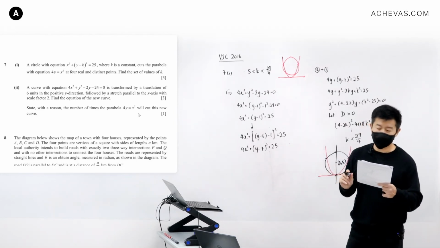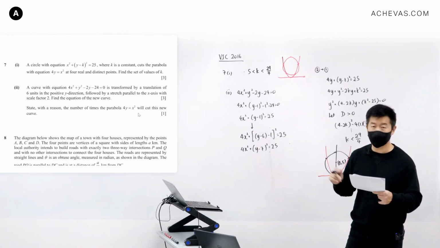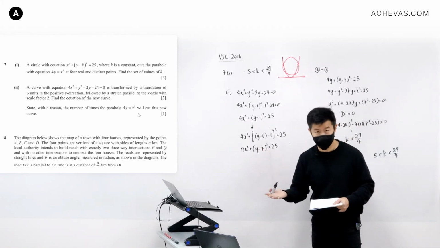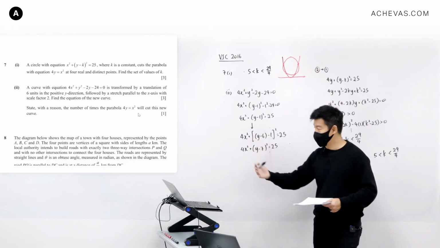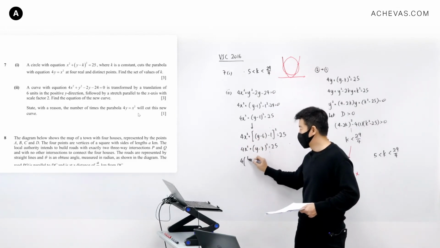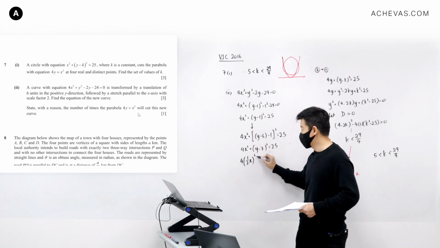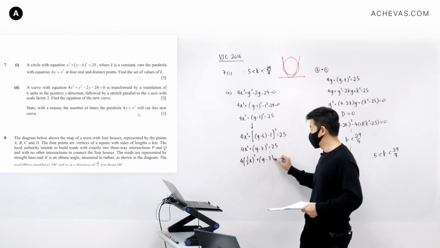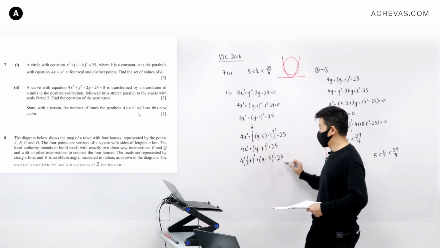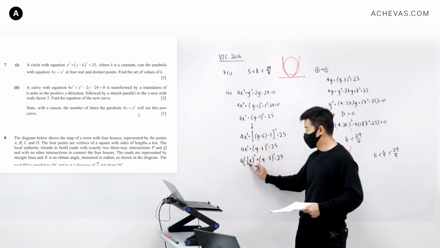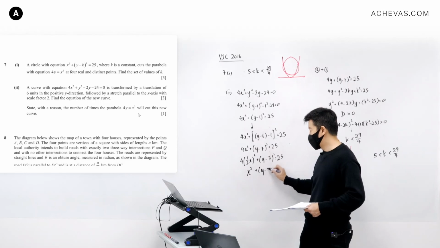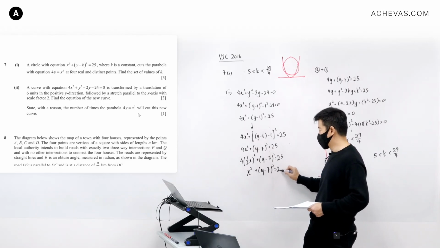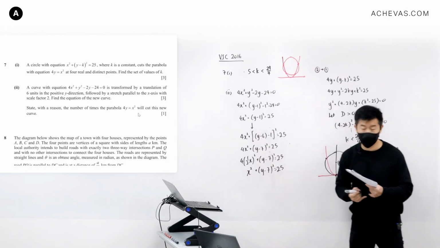Then x is going to be stretched parallel to the x-axis with a scale factor of 2. So I'm going to replace x by half x. That is what I've already memorized from my graphical transformation. So replacing x by half x, 4 times half x squared plus y minus 7 squared is equal to 25. Half squared is going to be 1/4, multiplied by 4, I will have x squared plus y minus 7 squared is equal to 25. This is the equation of my new curve.